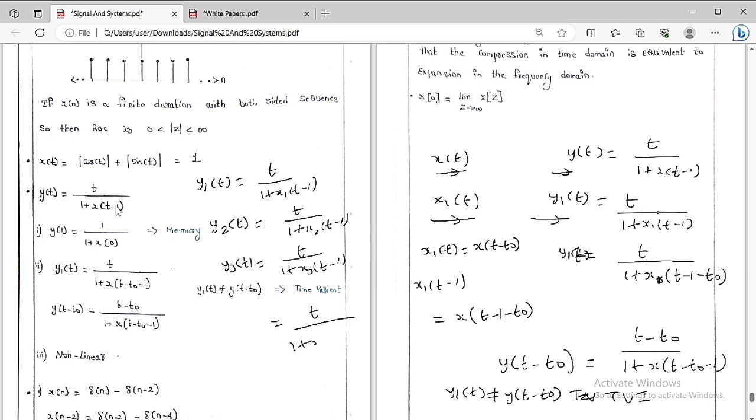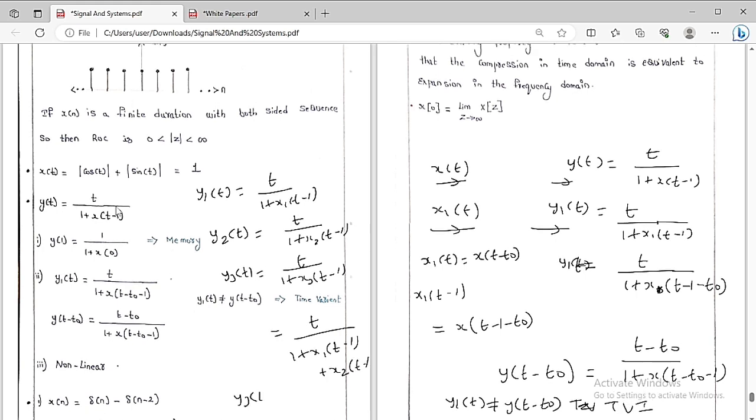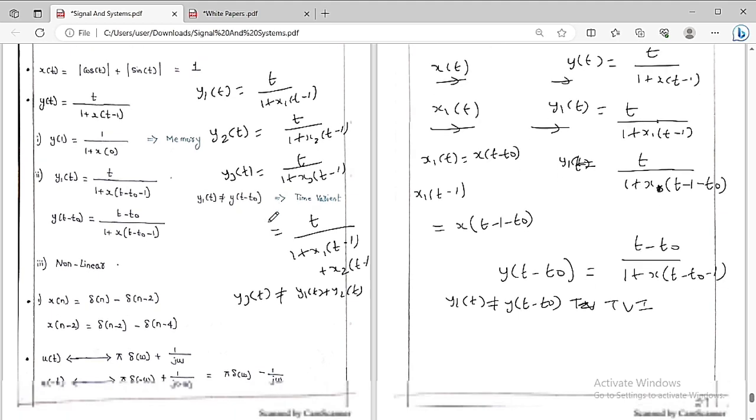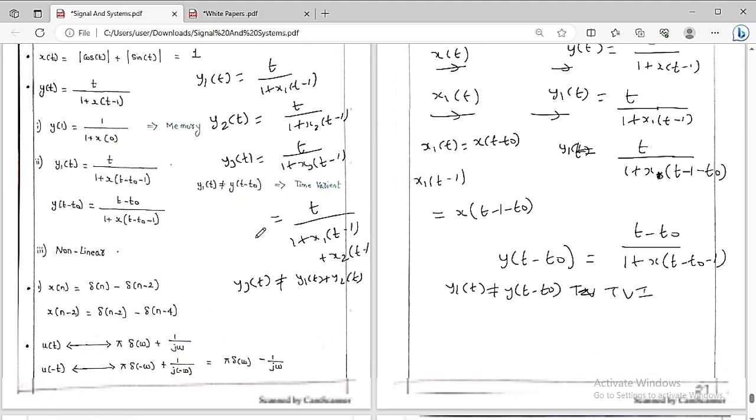T by 1 plus x1 of t minus 1 plus x2 of t minus 1. Definitely, this y3 of t is not equal to y1 of t plus y2 of t. Therefore, we can say that it is a nonlinear system. If the input is a summation of two previous inputs, then the output should be equal to the summation of the two previous outputs. Remember, then the given system is said to be linear. But this is not the case that we are going to get. So definitely we can say the given system is a non-linear system.